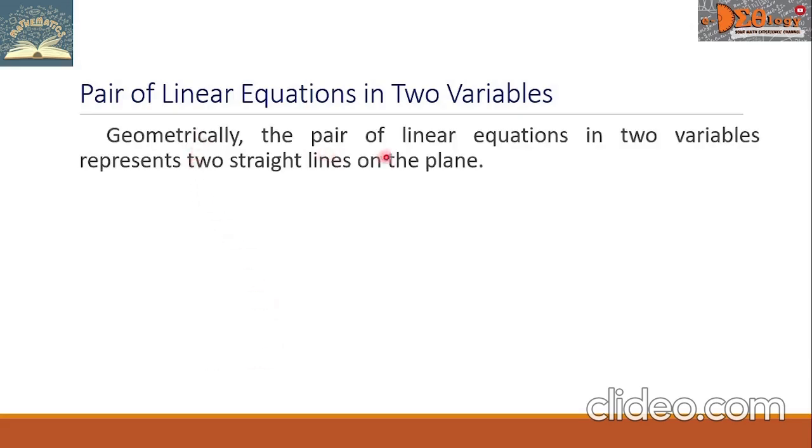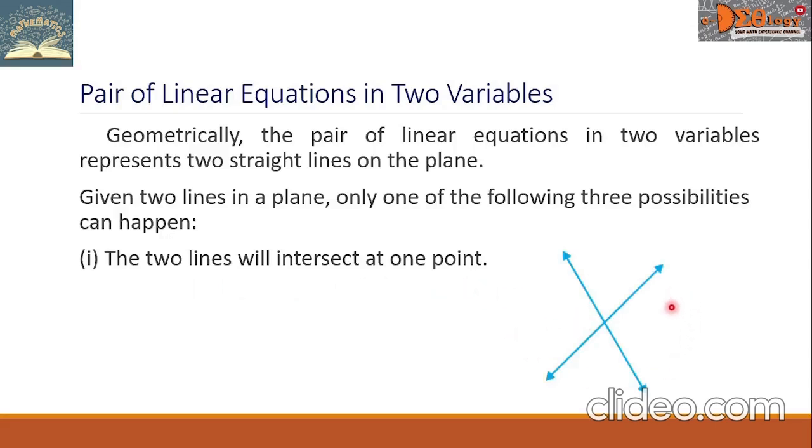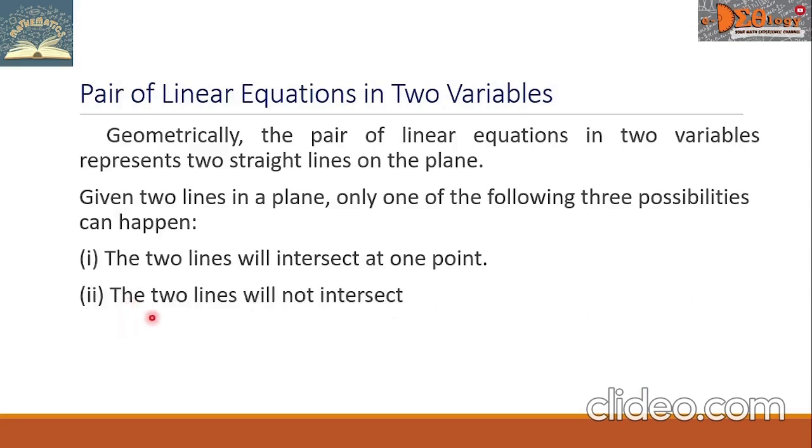Geometrically, the pair of linear equations in two variables represents two straight lines on the plane. Given two lines in a plane, only one of the following three possibilities can happen. Number 1, the two lines will intersect at one point. As shown on this figure, this is the point of intersection.